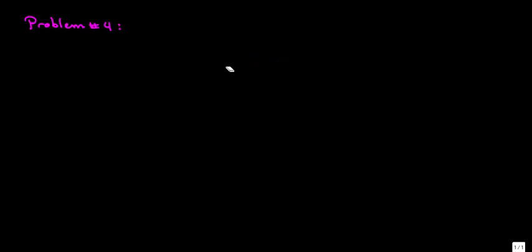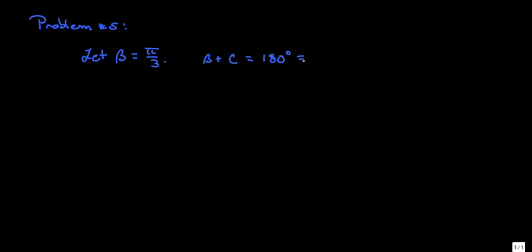Okay, let's go ahead and take a look at problem number 5 now. We need to let beta be equal to pi over 3, and we need to find the complement and the supplement. So the complement is, if the two angles, beta plus whatever the complement is, I'm going to call it C, are going to be equal to 180 degrees. Excuse me, not 180, 90. These guys have got to add up to be 90 degrees, which is pi over 2.